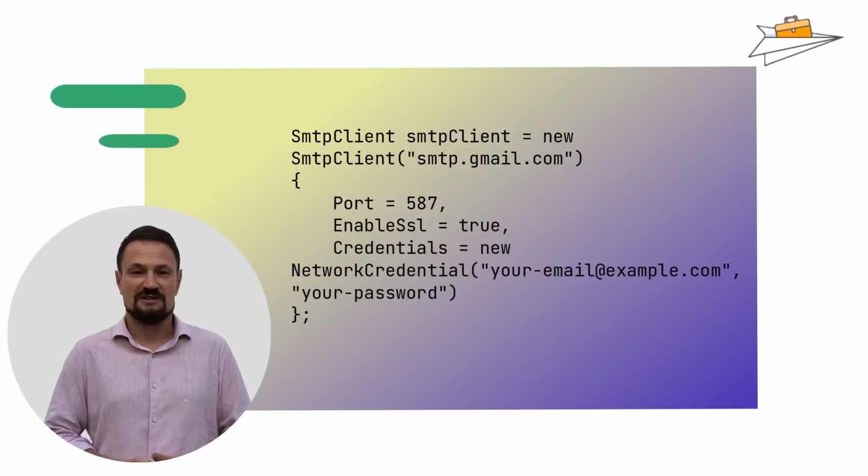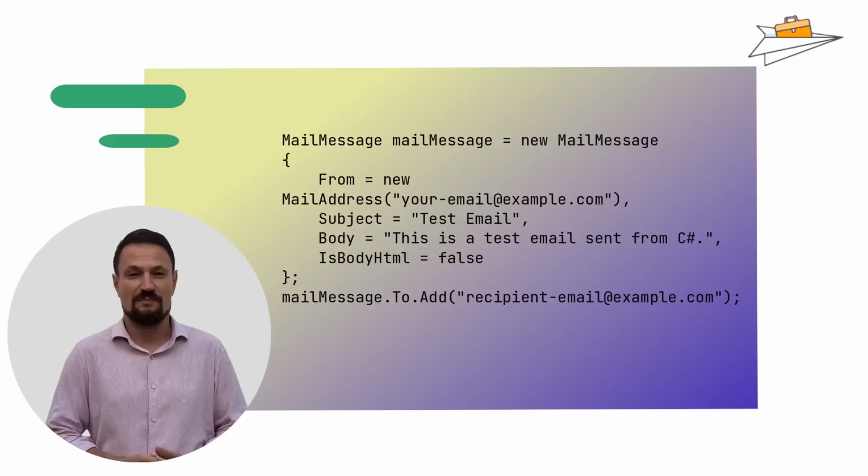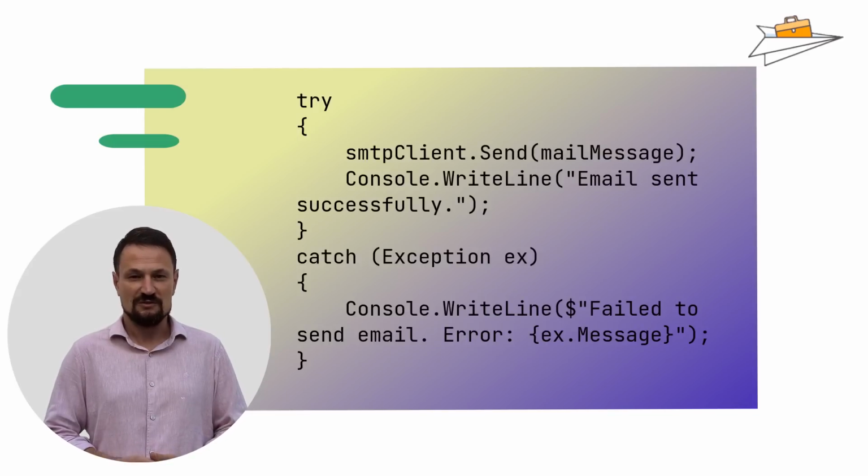Here's a quick look at how to set up SMTP in C#. You'll use the System.Net.Mail namespace to configure the SMTP client and craft your email content. Check this code out. Next, you'll create the email content using the MailMessage class. Finally, send it using the Send method. But here's a heads up. This method is considered outdated. So let's take a look at MailKit and UniOne as modern, efficient solutions.